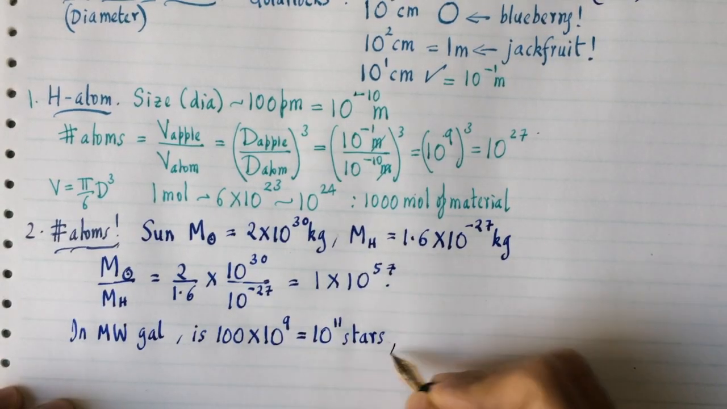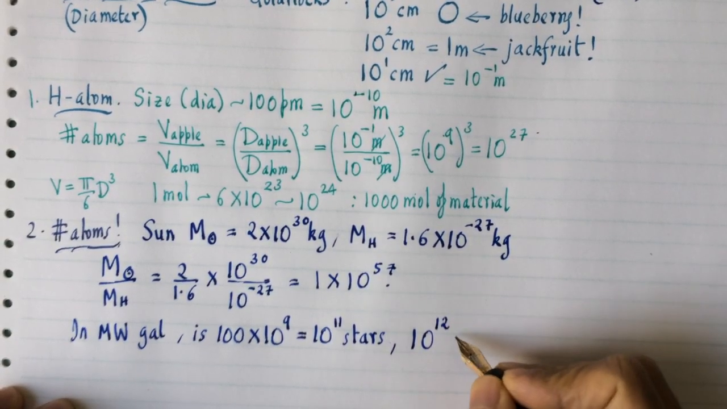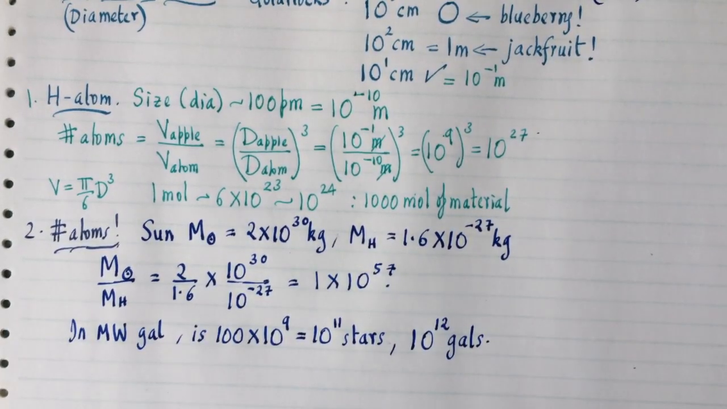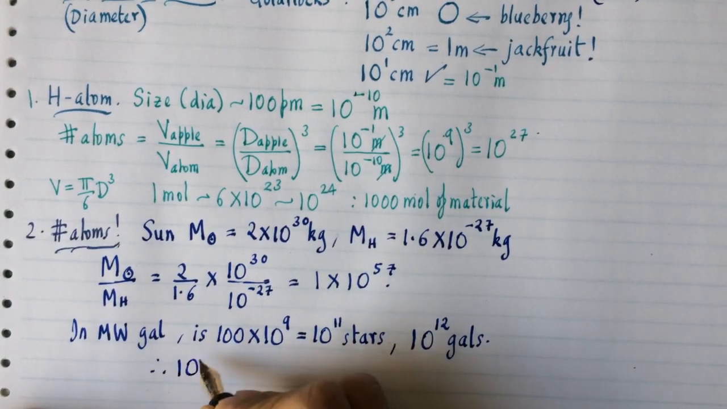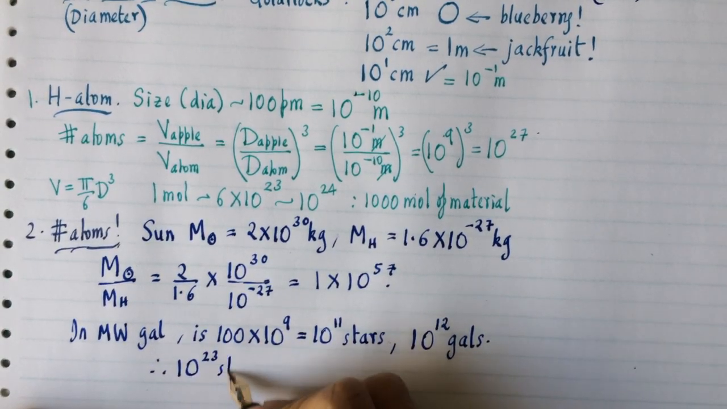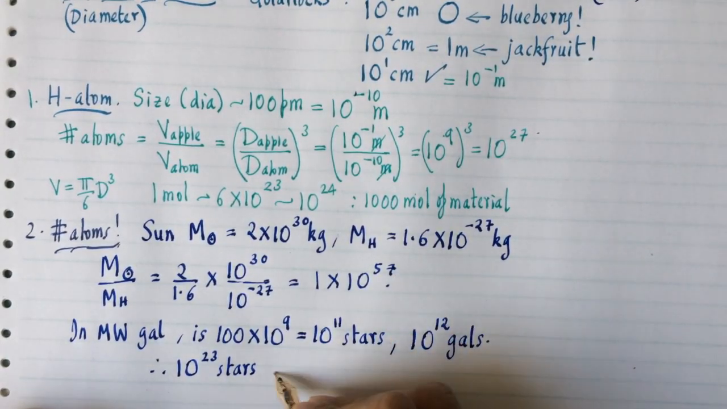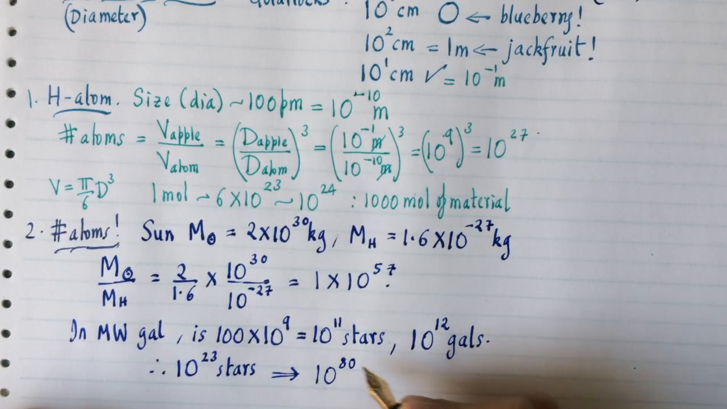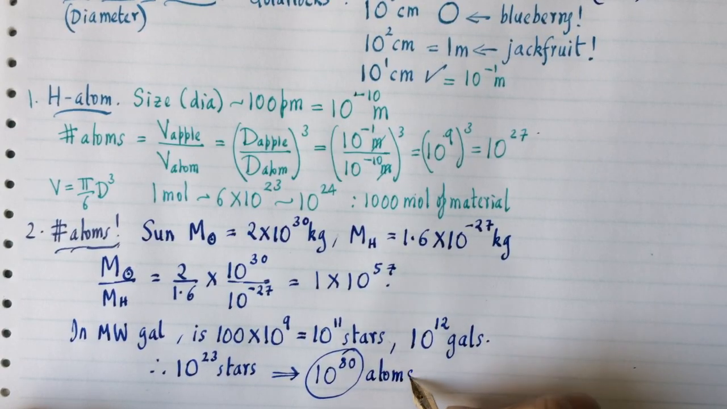And there are about 1 trillion galaxies if you ask the astronomers. So there's 10 to the 12 galaxies. Each galaxy has about 10 to the 11 stars. So that's a total of 10 to the 23 stars, each of which has 10 to the 57 atoms. So we're going to have 57 plus 23, which is 10 to the 80 atoms. So we have found the number of atoms in the universe in less than 3 minutes.